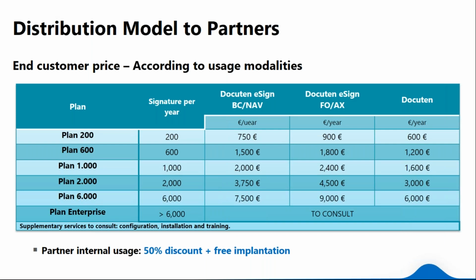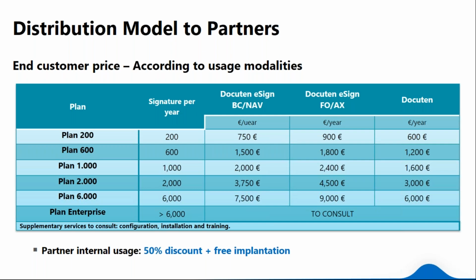First of all, the end customer pricing. You can see there are several plans depending on signatures per year. We move from 200 documents per year to 6,000 documents. For volumes up from those 6,000 documents, this is an enterprise plan that is an ad hoc plan for the customer. We will get a quote for this specific volume.